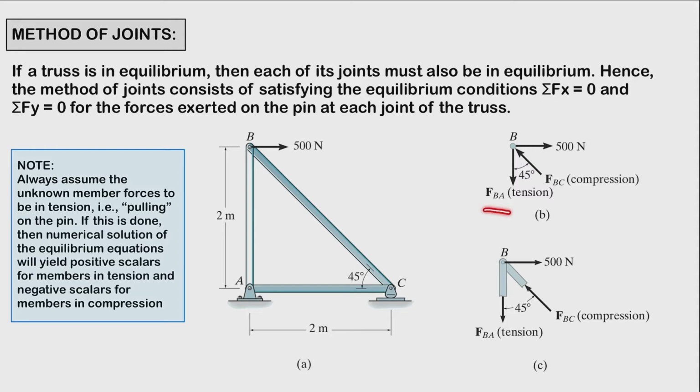In our free body diagram, FBA, or the force in member BA, is pulling on the pin, which indicates that member BA is in tension, whereas FBC, or the force in member BC, is pushing on the pin, and consequently, our member BC is in compression. These effects are clearly demonstrated by using the method of sections. So if we cut our two members right here so that we could isolate joint B, as you can see in our new free body diagram, notice that the pushing or the pulling on these small segments indicates the effect of the member being either in compression or in tension.